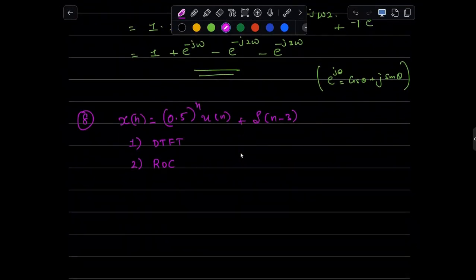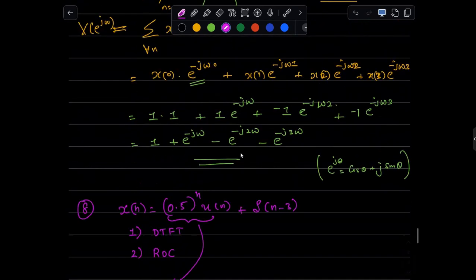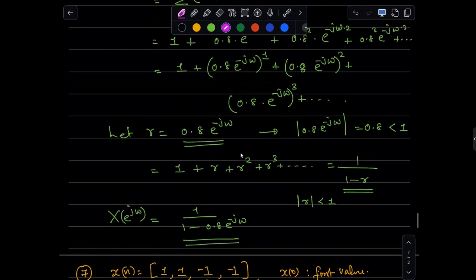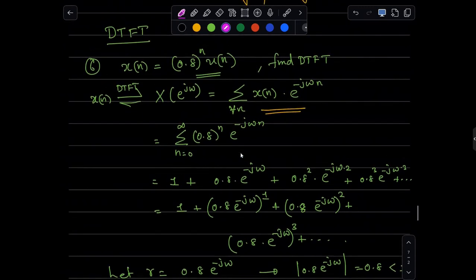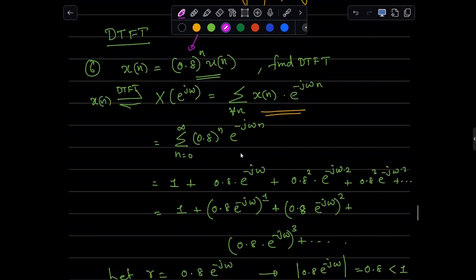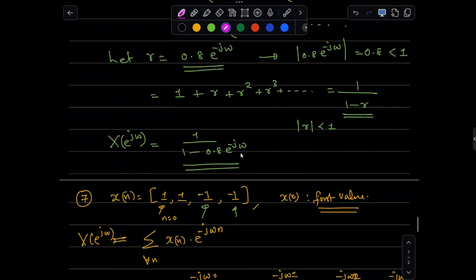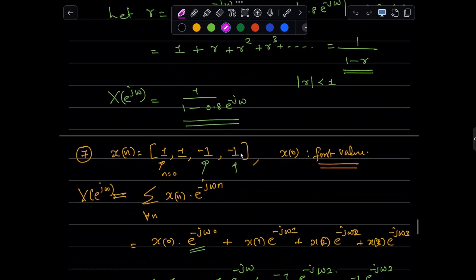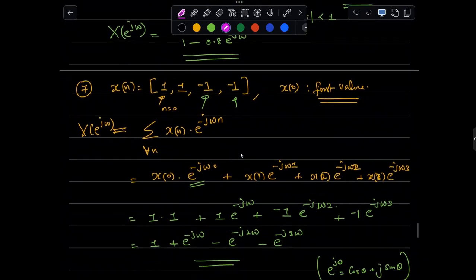Region of convergence means in which region we can find the DTFT of this signal. And we have seen this kind of example in the previous problem. This one is something like a power n into u of n, but in this case a is equal to 0.5, and we have seen in the previous problem the a power n into u of n case, like the 0.8 case, what was the Fourier transform? It was something like this, right? Okay, this one was the Fourier transform. So instead of 0.8 now we have 0.5.